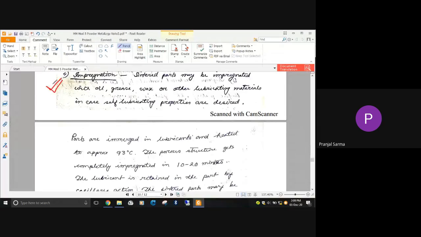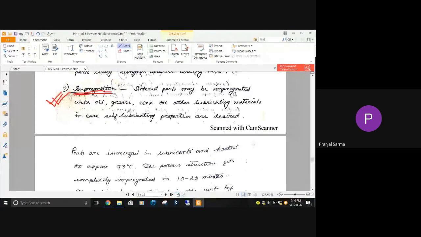Now, we have already studied the self-lubricating properties which we can impart to the powder metallurgical part, and the method by which we can generally do so. That is nothing but impregnation. What we do here is that the sintered parts may be impregnated with oil, grease, wax, or other lubricating materials, so that we can provide self-lubricating property to the part. If our intention in the final powder metallurgical part is to provide self-lubricating property, then this sintered part can be impregnated with oil, grease, etc.